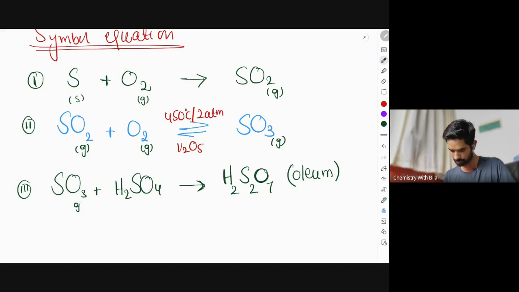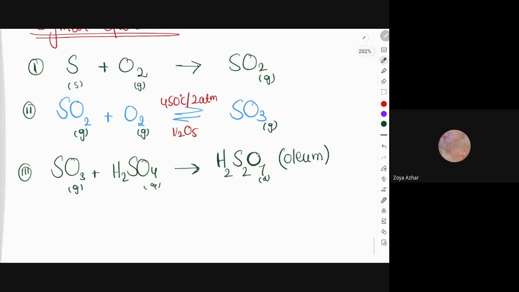So this is a gas, this is aqueous. Write aqueous or liquid, it's the same thing. Yes, Zoya. Sir, will the 2 and 2 not cancel?